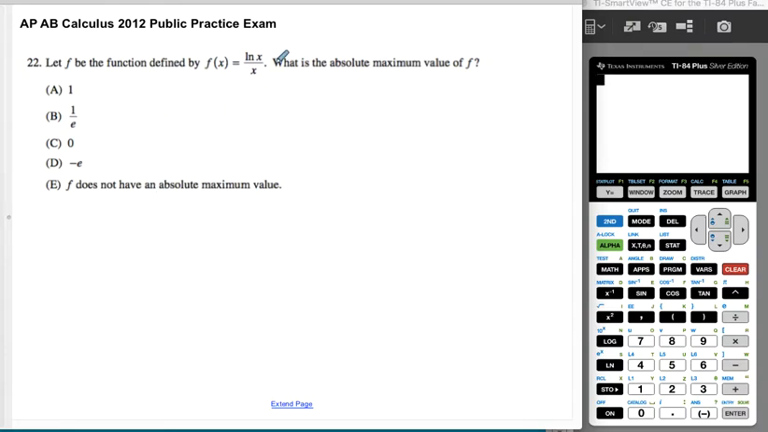All right, let f be this function. What is the absolute maximum? Okay, so in order to find the absolute maximum, I need to do a couple things. And they did throw in "f has no absolute maximum" just in case you weren't paying attention. So I need to start by finding critical points.